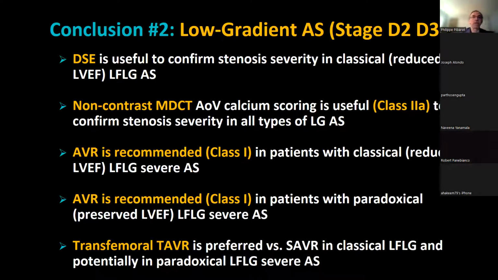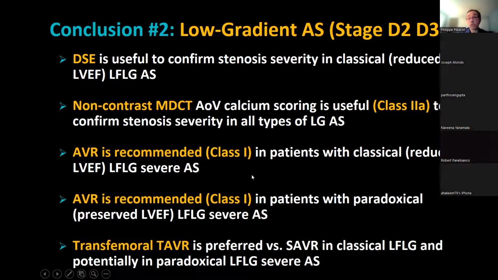So to summarize, for low gradient AS, dobutamine stress echo is useful to confirm stenosis severity in the classical low flow, low gradient AS patient, so those with the low EF. Clearly, dobutamine stress echo for these patients is the primary modality to consider to adjudicate the stenosis severity. On the other hand, in the other types of low gradient AS, especially the paradoxical low flow, low gradient, the best modality to adjudicate the stenosis severity is a non-contrast CT. And it is now recommended to use this modality in the guidelines.